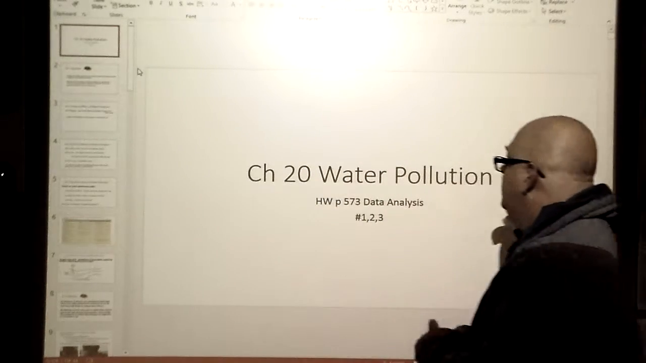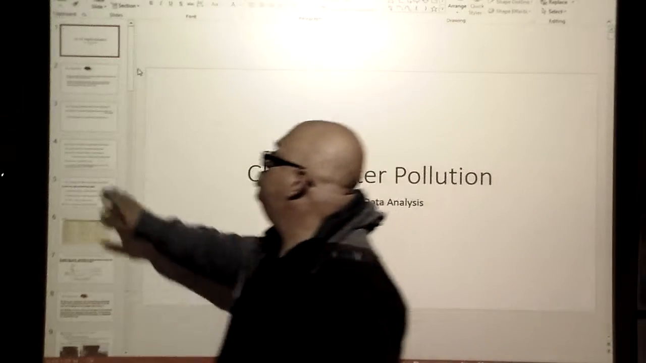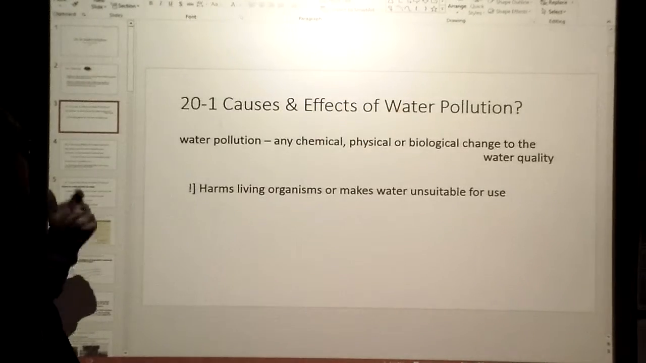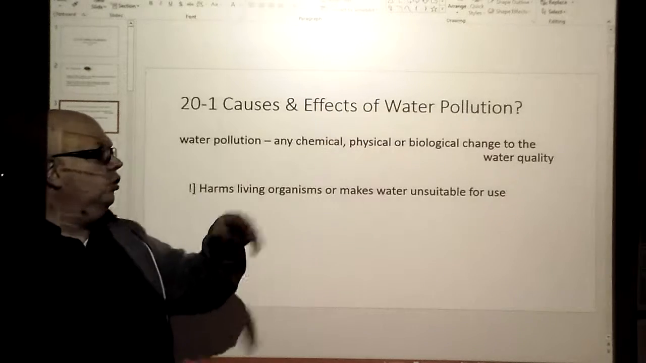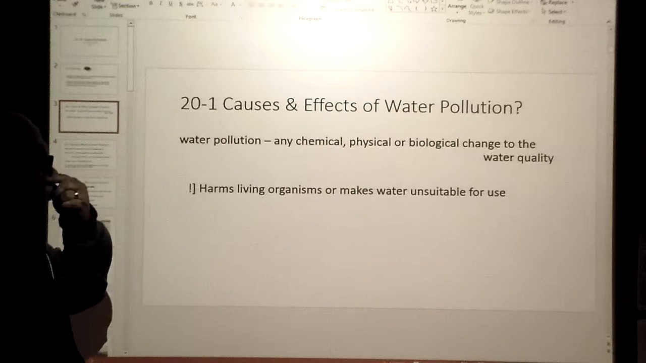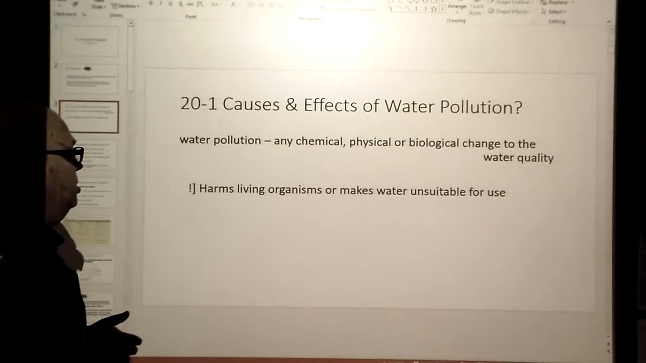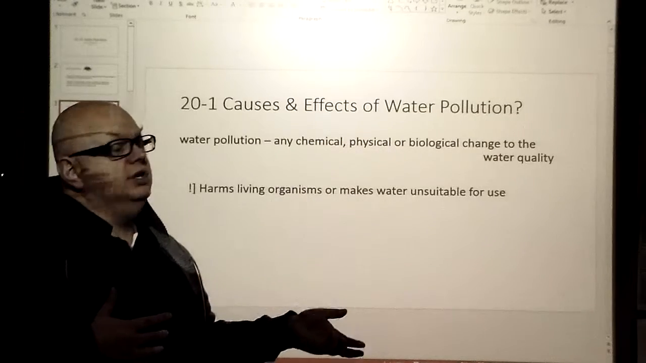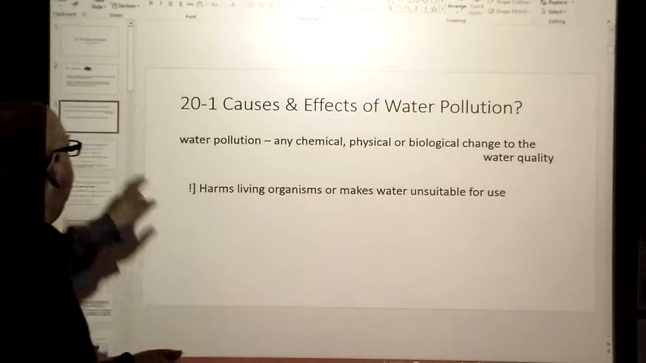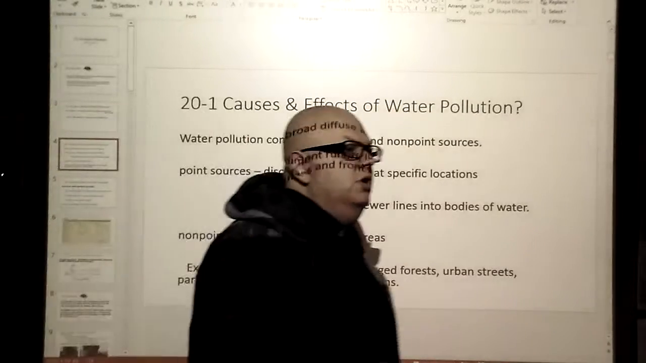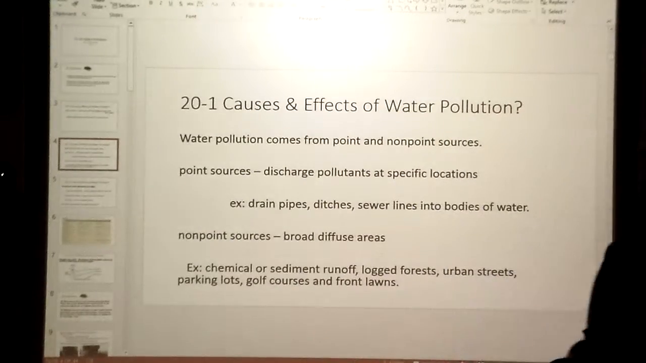Okay guys, here in this chapter we're looking at water pollution, and we know that water pollution is any chemical, physical, or biological change to the water quality. We know it harms living organisms or makes water unsuitable for use, whether it's agriculture or maybe we're using it for cooking, whatever it's going to be. Water pollution comes from point and non-point sources. So this is kind of a quick review.